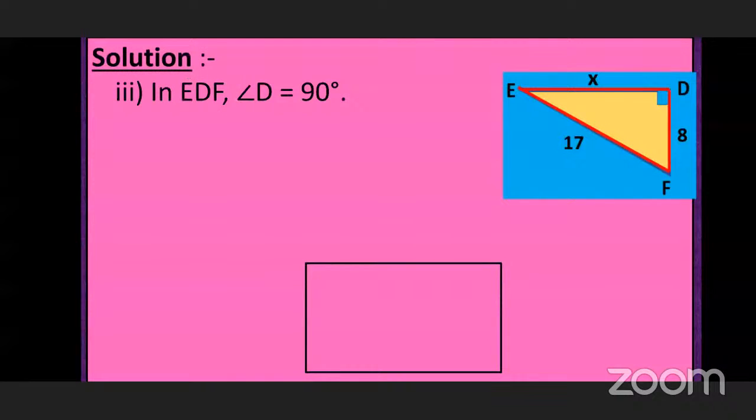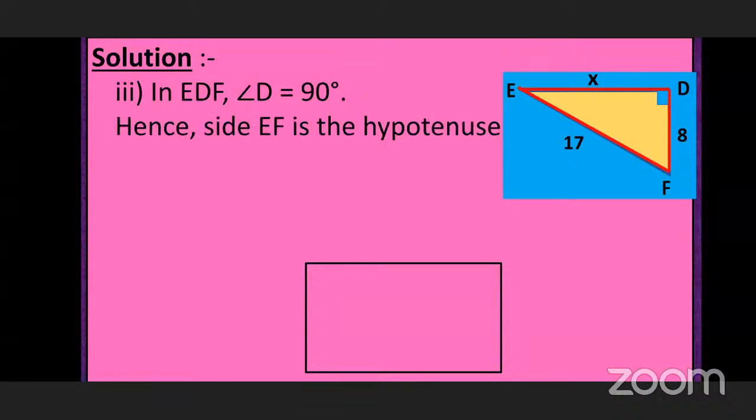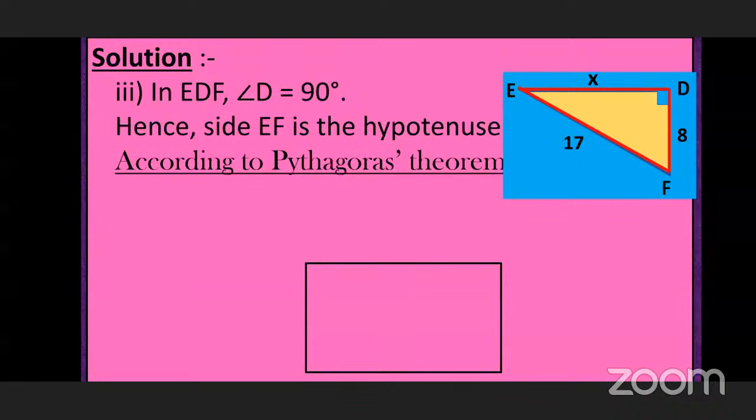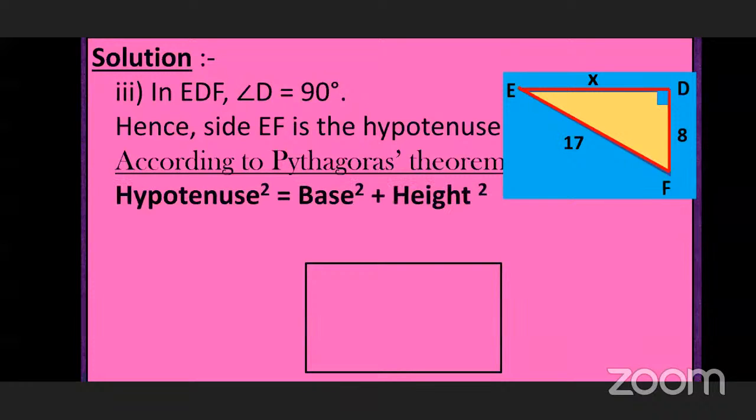So the values are given in triangle EDF. Angle D is 90 degrees. Therefore, side EF is the hypotenuse. And according to the Pythagoras theorem, I also remember the formula. But who will tell me? Hypotenuse square equals base square plus height square. Yes, here is the formula. So before substituting the values, we will write the names of the sides. So EF square equals ED square plus DF square.